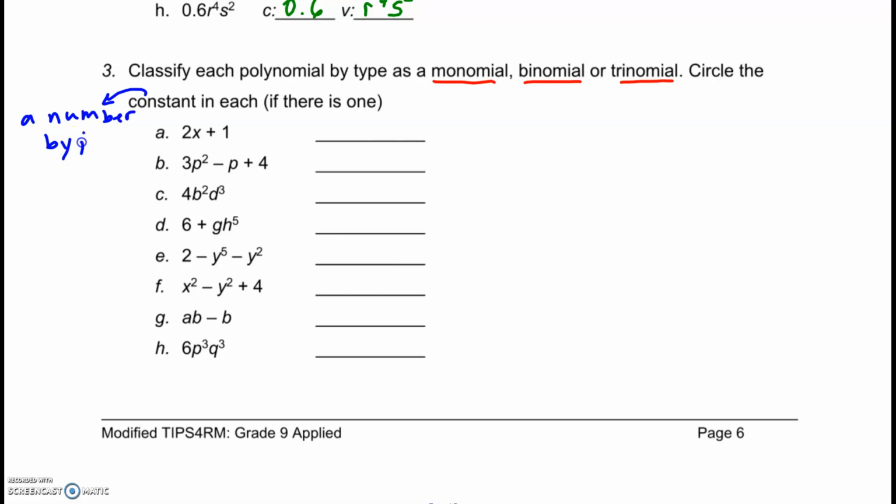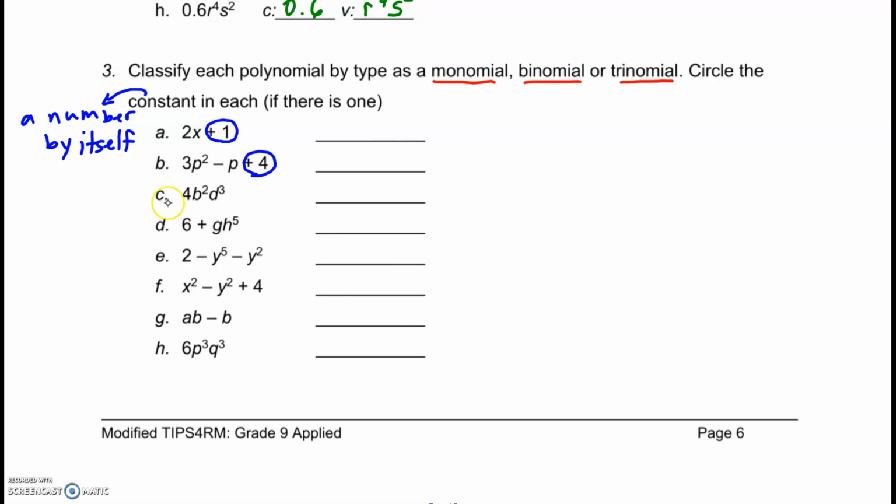Why don't we do that part first? So I look at 2x plus 1. 1 is by itself. That's the constant. And notice I circled the sign in front. That tells me the constant is a positive 1. Okay, let's look at B. Do we have a constant? Yes. Let's circle. So my constant is positive 4.